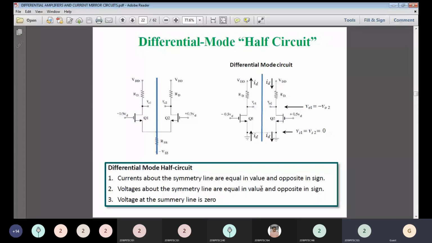In a differential mode, these are the points to remember. Currents above the symmetry line are equal in value and opposite in sign. In the case of voltage above the symmetry line, they are equal in value. Again, same. Current and voltages both are symmetric, above the symmetry line equal in value and opposite in sign. Okay, the voltage at the symmetry line is 0 here.